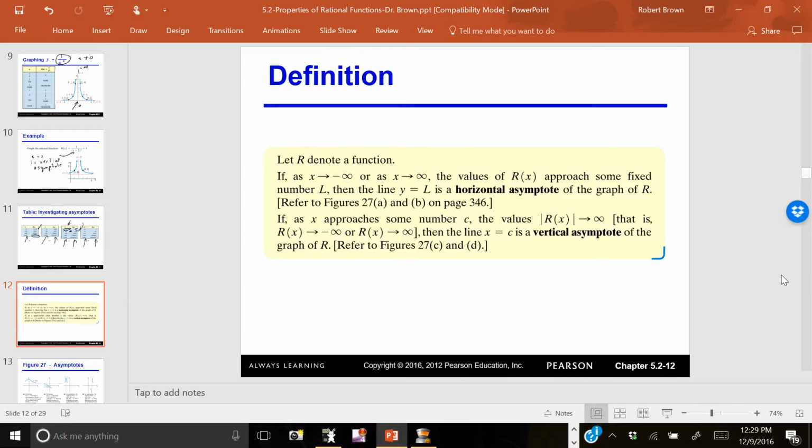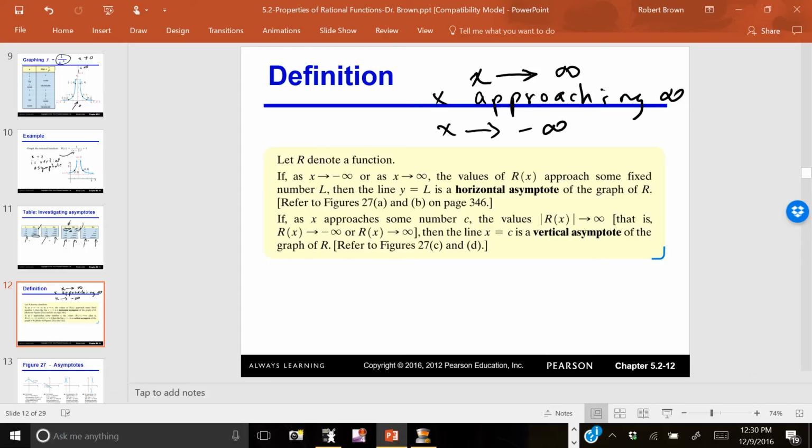Now here's a definition. By the way, there is some notation here. If I write x with an arrow to the right with an infinity, that says x is approaching infinity, or x approaches minus infinity.